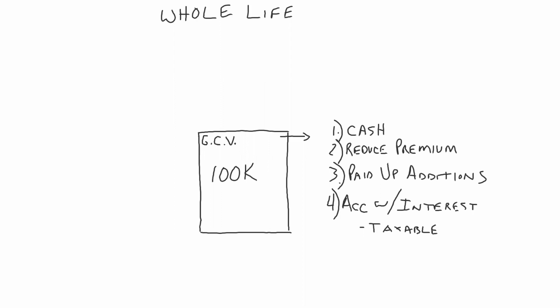The first thing you need to know about whole life is that it's got a guaranteed cash value. And what the guaranteed cash value is that at age 100, your face amount is going to be equal to your cash value. So if you have a $100,000 policy, when you're 100 years old, you're going to have $100,000 of cash. Now that's the guaranteed growth regardless of dividends.